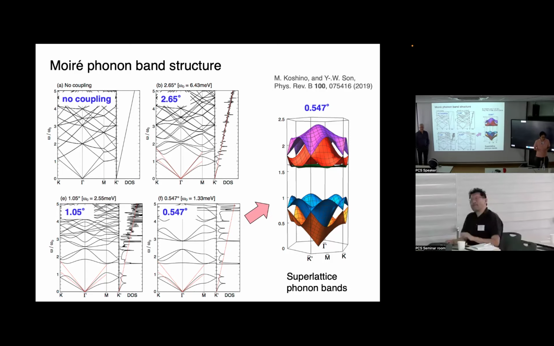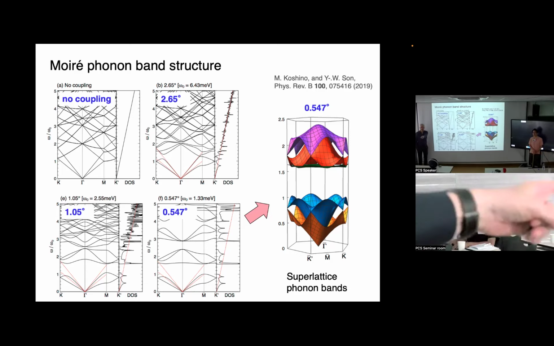For your quasicrystal's energy levels, did you consider the interaction with the phonon? No. That's the simplest. More questions?